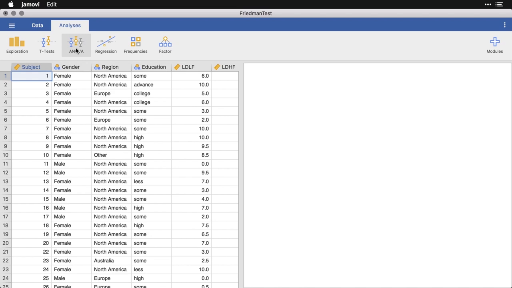One final variation of the analysis of variance that's available in jamovi is what's called the Friedman test, or a non-parametric analog to the repeated measures analysis of variance. The idea here is that you have several outcomes that you've measured for a group of people, and you're looking for changes across those outcomes.